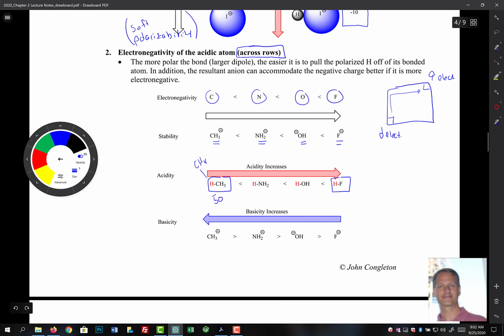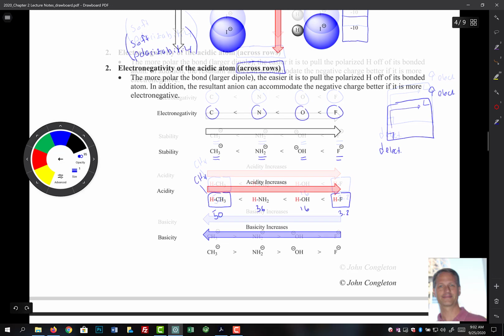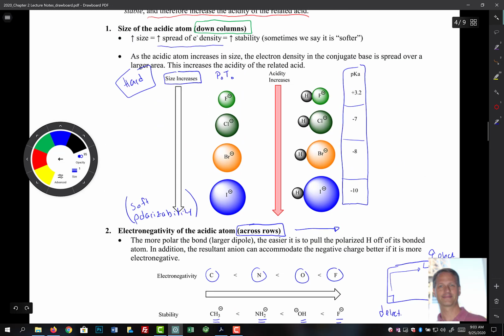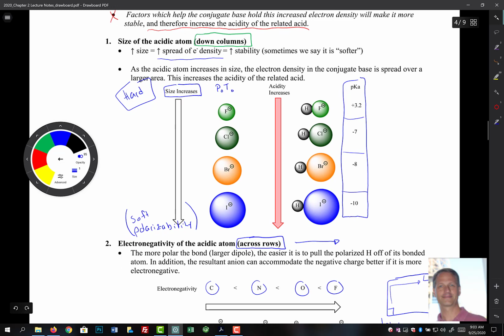So CH4 has a pKa of about 50, and over here HF is about 3.2. This one is about 16, and NH3 turns out to be right around 36. So remember, don't get those two things confused. As we go across, electronegativity predominates, and as we go down, size predominates.